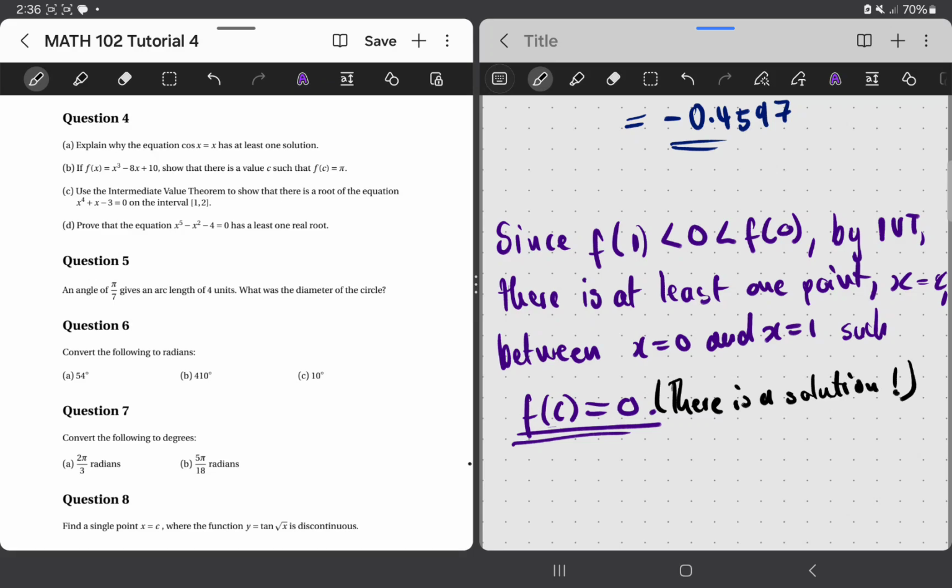That is it now. This is exactly what we needed to do for this question. Let's go to part B and let's just keep using this IVT. This is where you must be good at this sentence at the end, and then you'll be good.